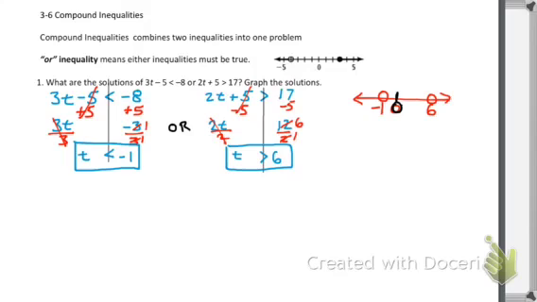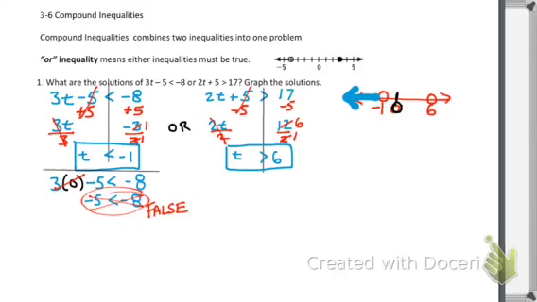So I sketch a graph with the negative 1 and the 6, and I want to use my key point of 0. To test this, I plug 0 into the first inequality to get 3 times 0 minus 5 is less than negative 8, and then I get the statement negative 5 is less than negative 8. This is a false statement, so for negative 1, I want to shade away from 0.